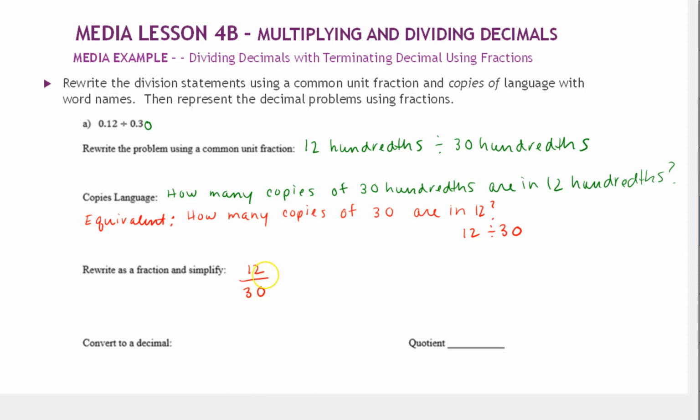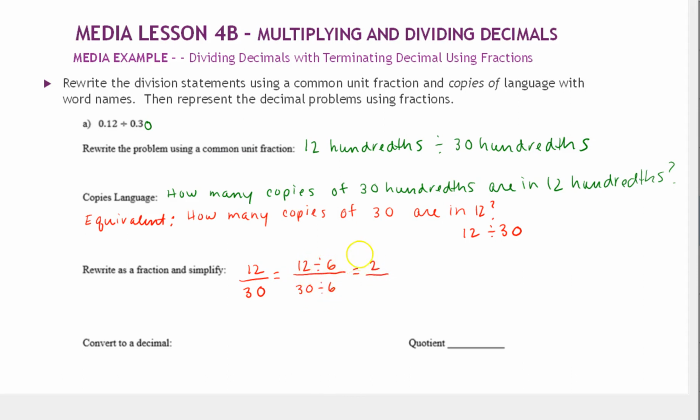Okay, but we're going to simplify it and then convert it into a decimal using methods we learned in Unit 3. So I happen to know the greatest common factor of these two numbers is 6, so you can start by dividing by 2 if you want. But if you see a larger common factor, it'll save you a couple of steps, or at least one step. So 12 divided by 6 is 2.